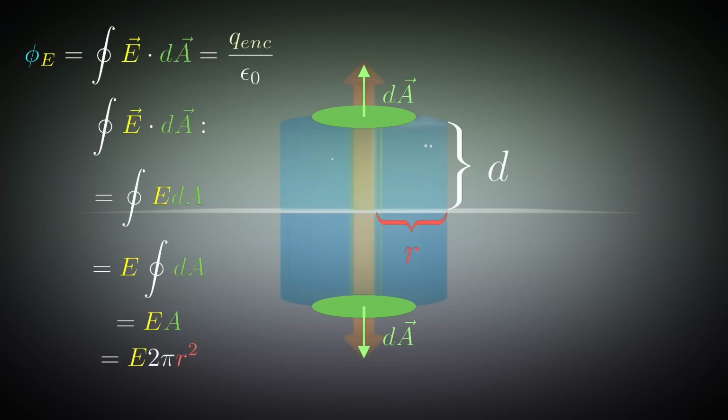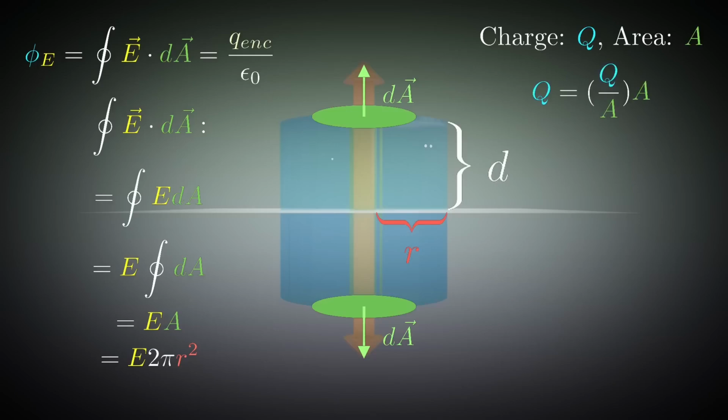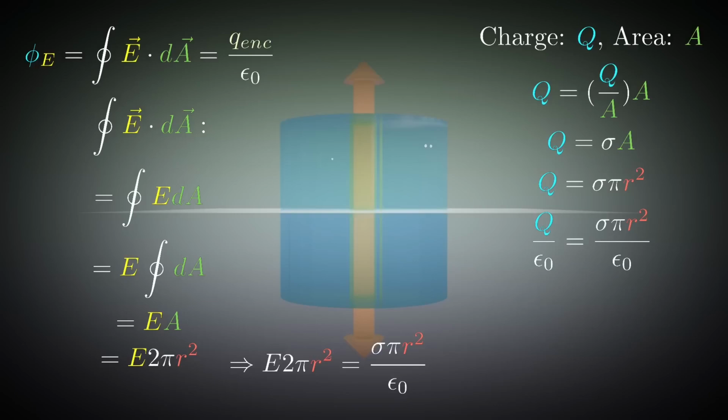Now for the right hand side, we'll have to make some assumptions. Specifically, we'll say that the whole sheet has a charge Q, and the whole sheet has an area A. The charge density, sigma, is the charge per unit area, so Q over A. And if we want to get the charge, we just have to multiply by the area. So the charge of the region enclosed is sigma times pi r squared, since pi r squared is the area of the circle that encloses the charge. And don't forget to divide by epsilon naught. Now we can set these two equal to each other, cancel out the pi r squared, and divide by 2. We'll get that the electric field is equal to sigma over 2 epsilon naught. And that's it. It's a much simpler calculation.